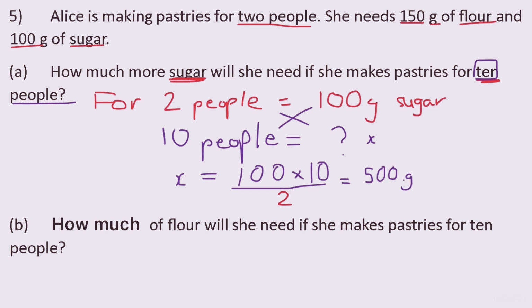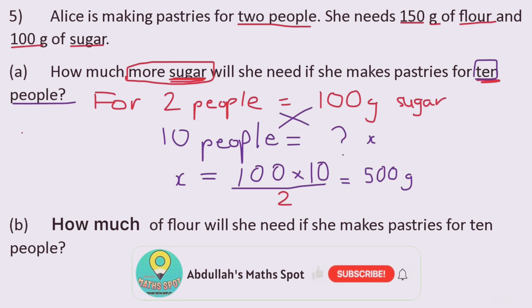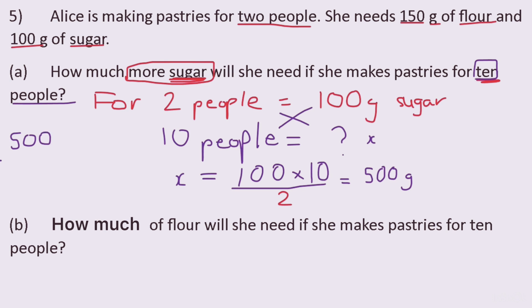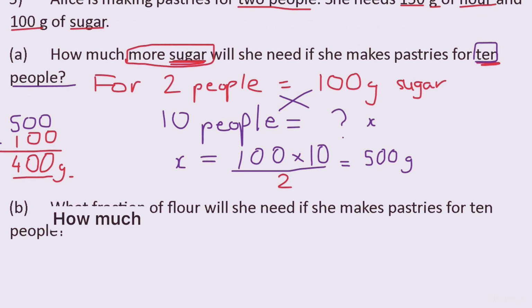Now the question is asking us, how much more sugar will we need? So if they're asking us how much more, that means we have to subtract. So in this case, we subtract 500 minus 100. So 500 minus 100 will give us 400 grams. That means Alice will need 400 grams of more sugar to make pastries for 10 people.